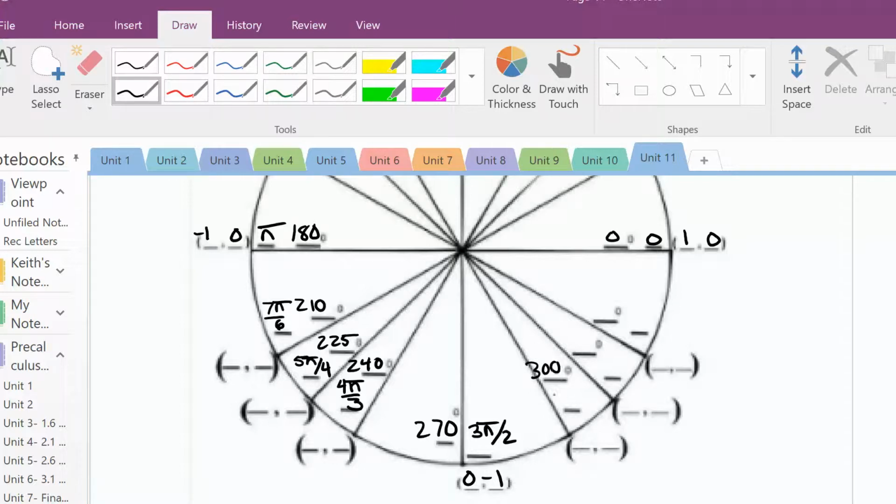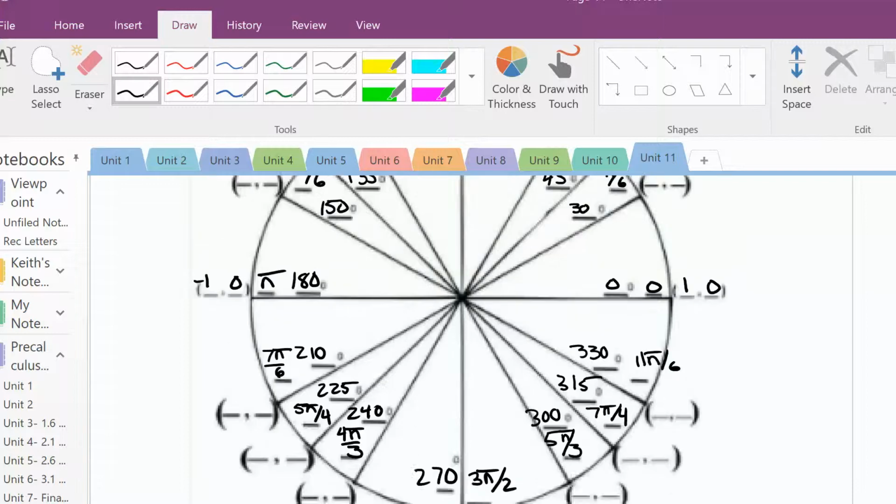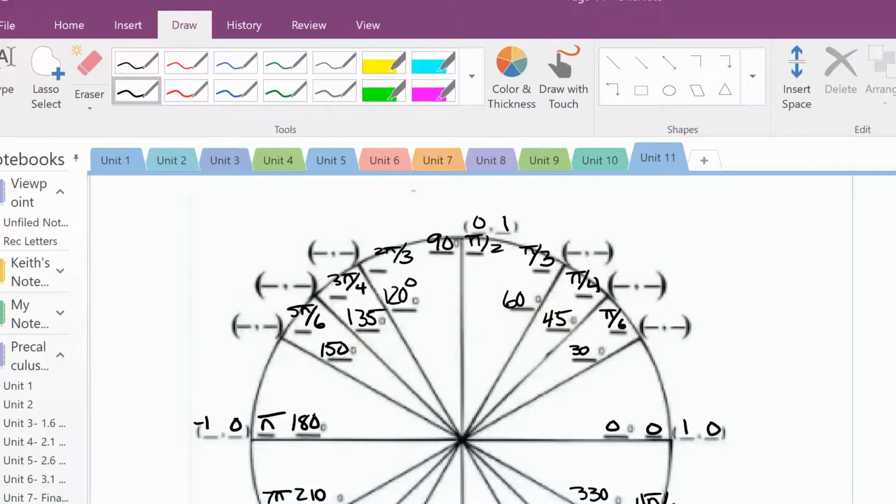300, which is 5 pi over 3. 315, which is 7 pi over 4. 330, which is 11 pi over 6. And back to 360. So now, as far as the other ones go, remember the pi over 4 angles we said were rad 2 over 2 and rad 2 over 2.